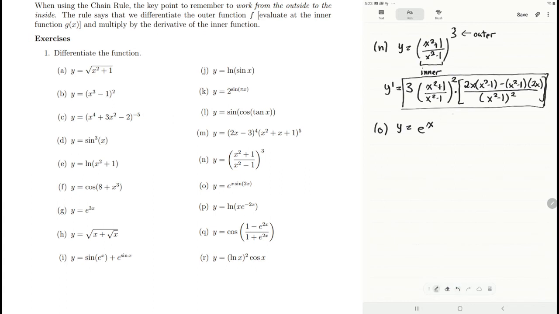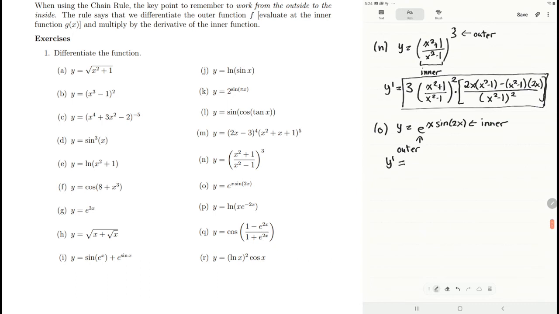Letter O, we have y is e to the power of x times the sine of 2x. So for this function, we will apply the chain rule. And as we apply the chain rule, we will also need the product rule. And as we apply the product rule, we will need another chain rule. So the outer function is the exponential. The inner function is going to be x times the sine of 2x.